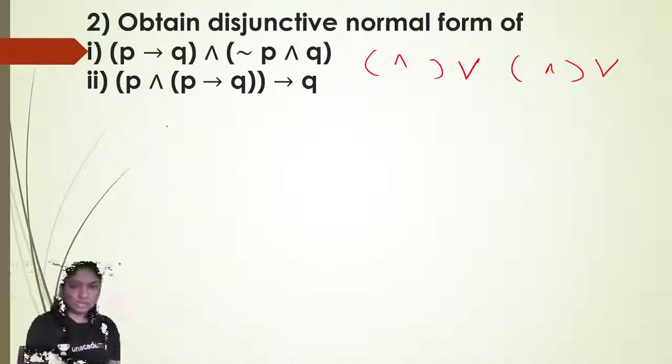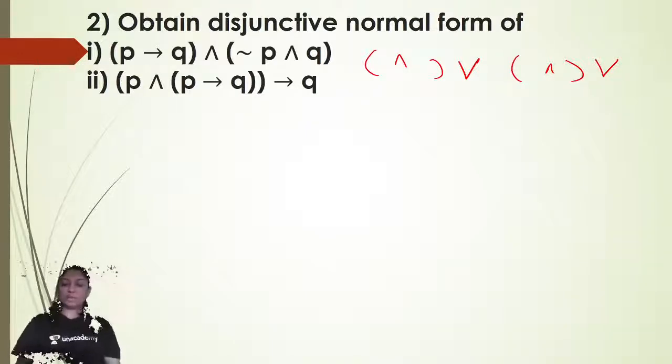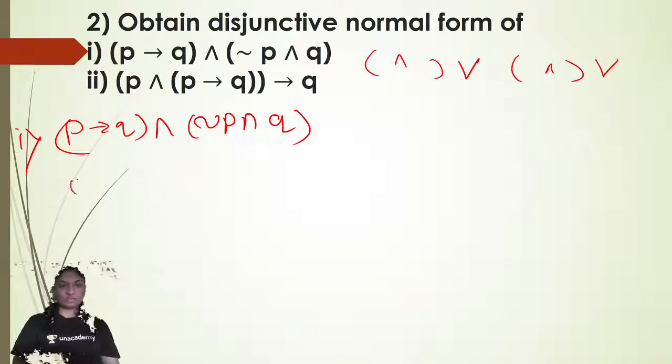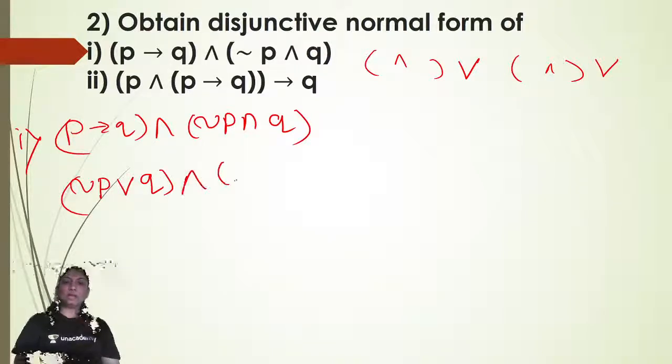So again here we will use the rule of P implies Q. What do we mean by P implies Q here? Which is equivalent to first P implies Q and negation of P and Q. As we know that P implies Q is equal to negation of P or Q, and negation of P and Q.